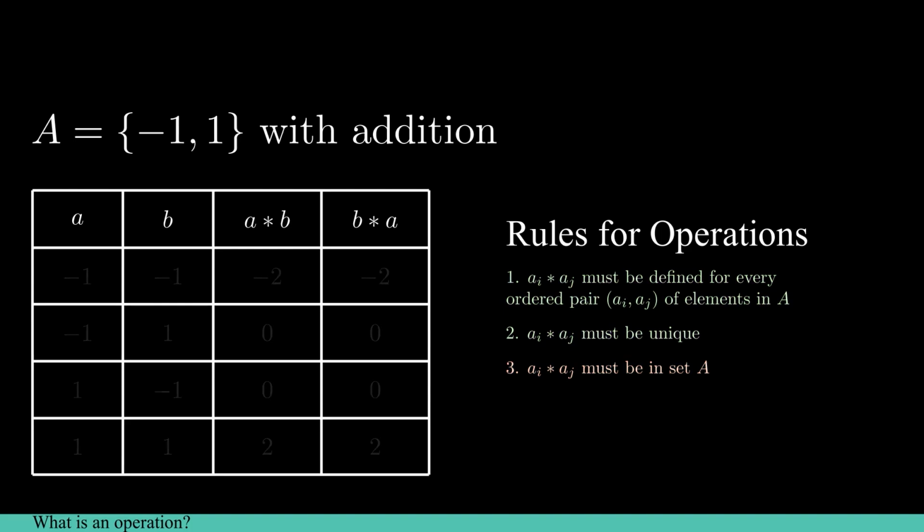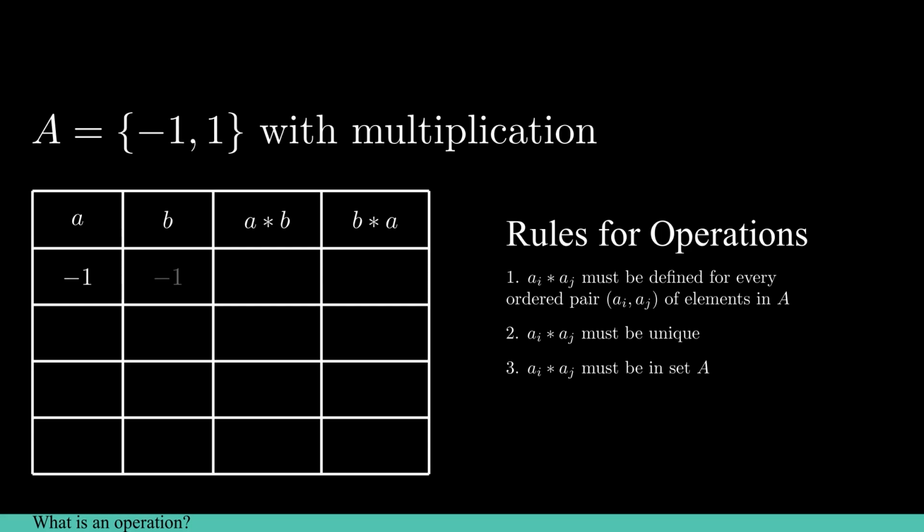Now let's take a look at multiplication, again utilizing our table. Here we have -1 times -1 equals 1, -1 times 1 equals -1, 1 times -1 equals -1, and 1 times 1 equals 1. Again, it's clear that rules 1 and 2 are met, but this time the possible outputs are -1 or 1, both contained within our original set A. From this we can conclude that all conditions are met and multiplication is in fact an operation on set A.